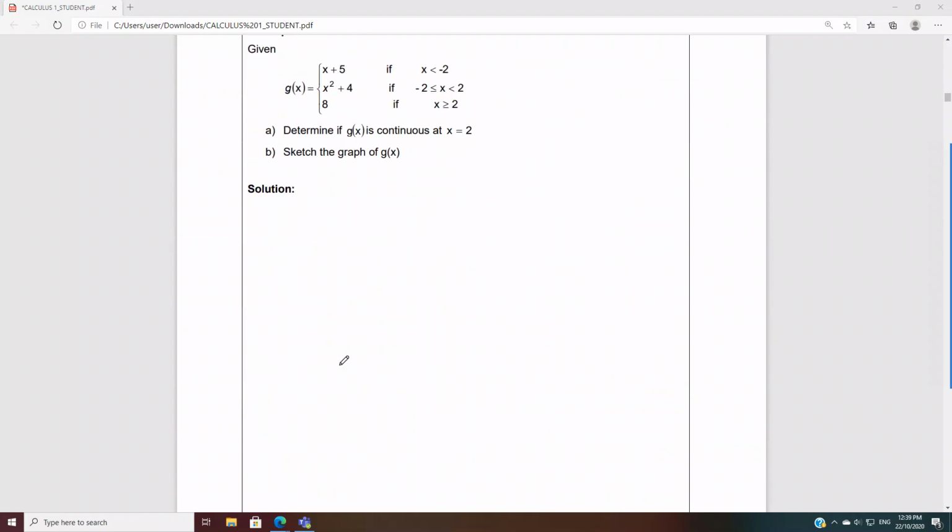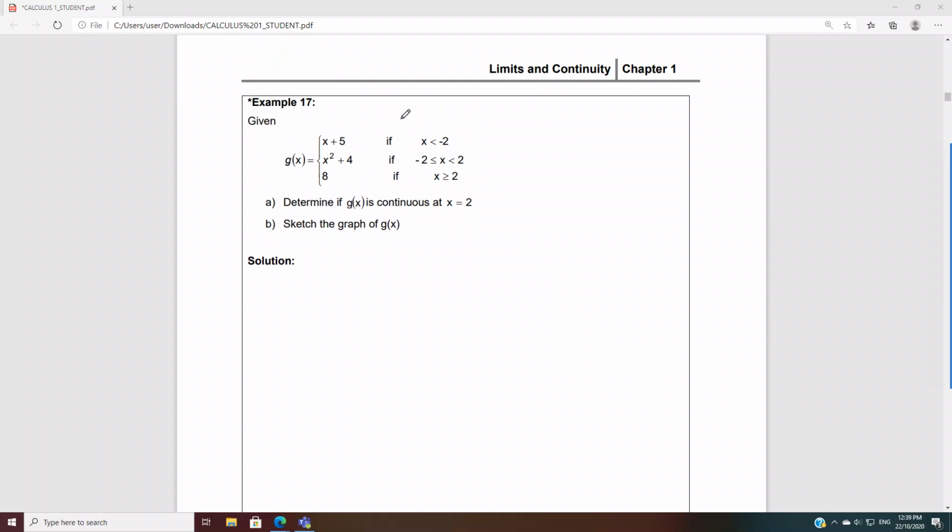Okay, so look at example 17. We also have a piecewise function. So firstly, determine if g(x) is continuous at x equals 2. Okay, so we draw the number line.